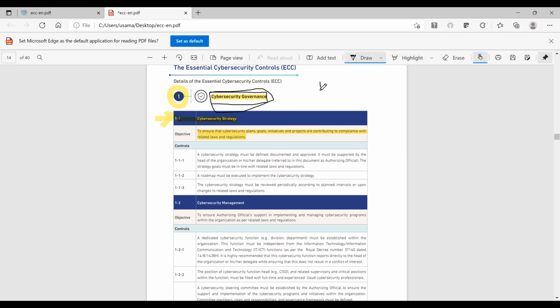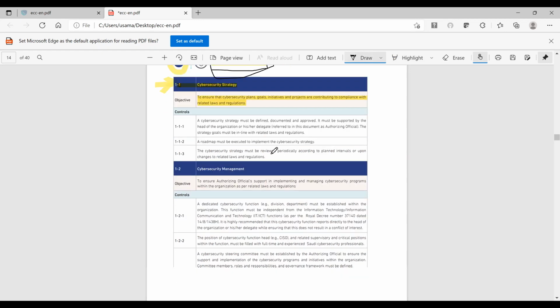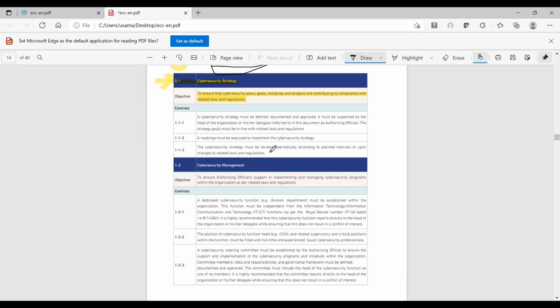1-1, what does it mean? It means this is domain number 1 and this is subdomain number 1. You will find here the control 1-1-1. As we mentioned, when we have -1, it will be the subcontrol. In some situations, you may find control and subcontrol, but in this one you have only control. What is the control? You will find all this information repeated later.